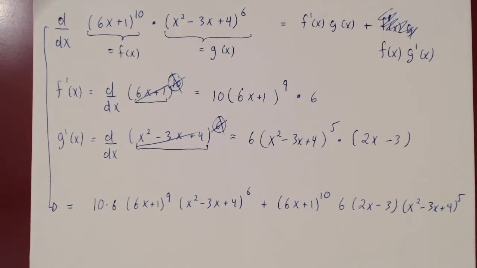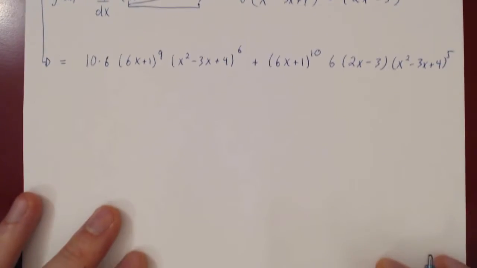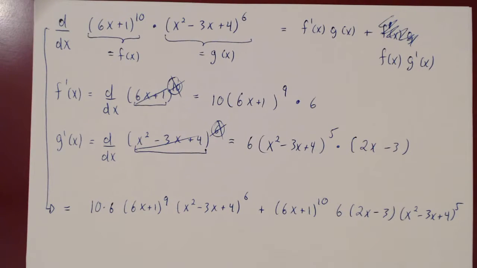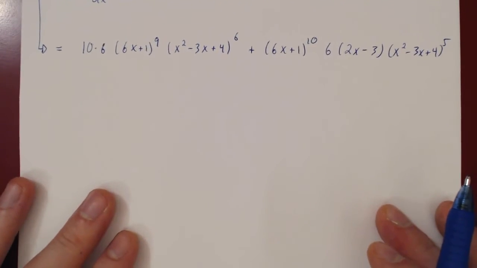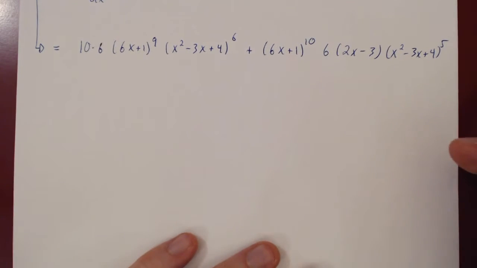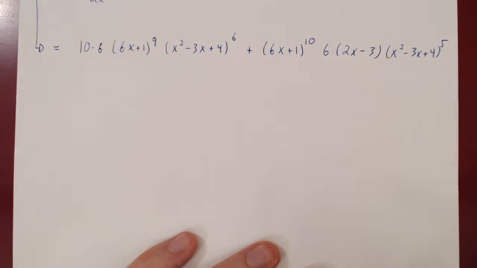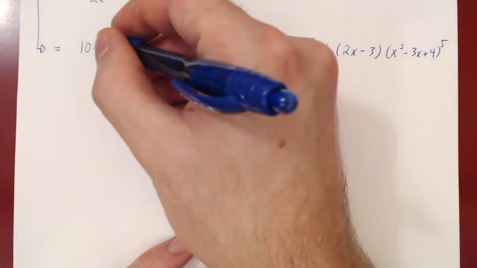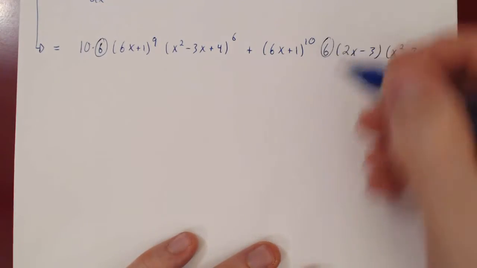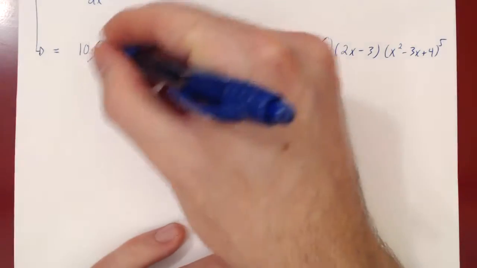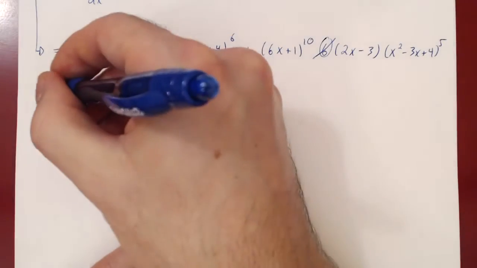And now here we have a sum of two terms. Let's go up, right? G prime, 6 times (2x minus 3) times (x squared minus 3x plus 4) to the 5th power. And now we're done with the differentiation. The rest is algebra. And again, when you want to simplify a sum of two completely factored expressions, you pull out as many common factors as you can. Well, if you look, there's a 6 here and a 6 here. So we can factor that out. We take it away.